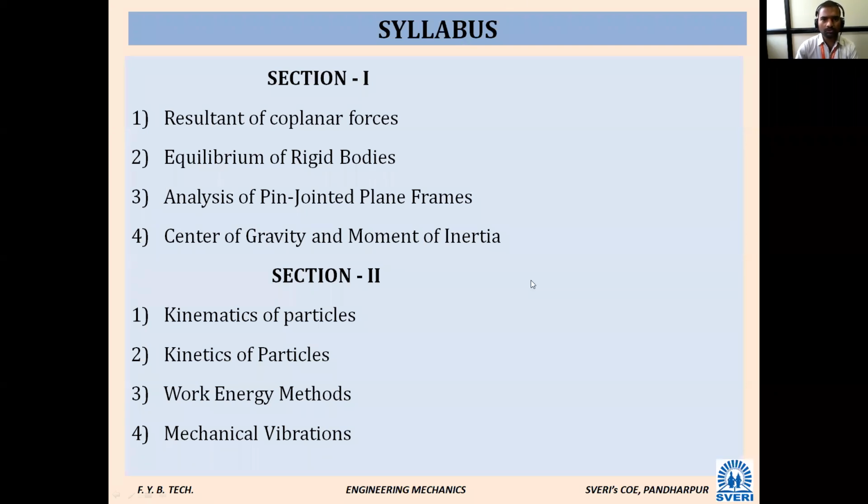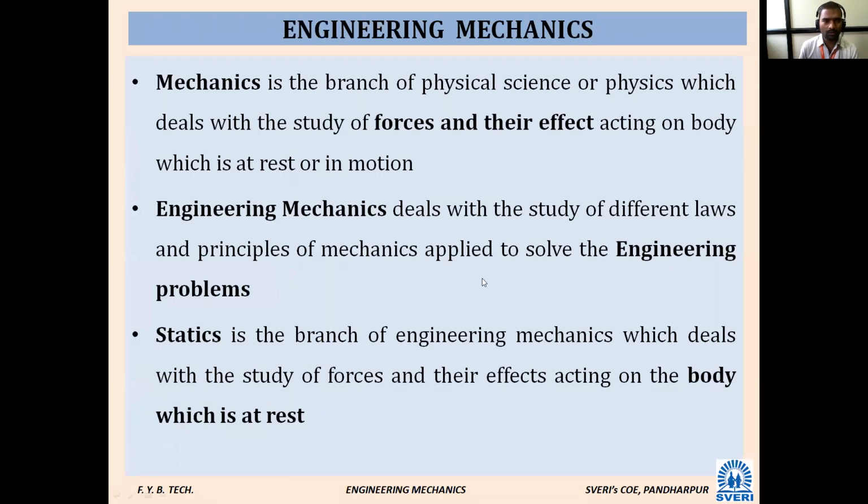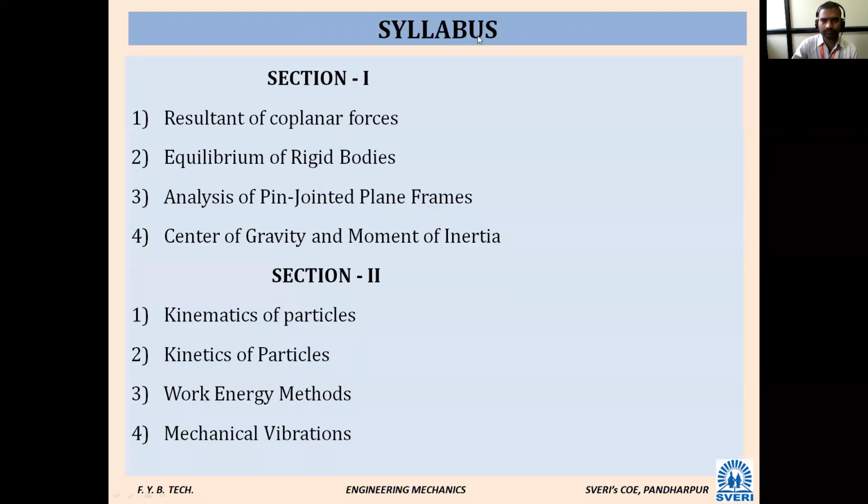In the last class, we saw the syllabus of engineering mechanics and what we are going to study in the coming classes this semester. You have seen section 1 and section 2. Section 1 has 4 units and section 2 has 4 units. You have written the syllabus also, and we started in the last class with what is mechanics, what is engineering mechanics, what is statics, and what is dynamics.